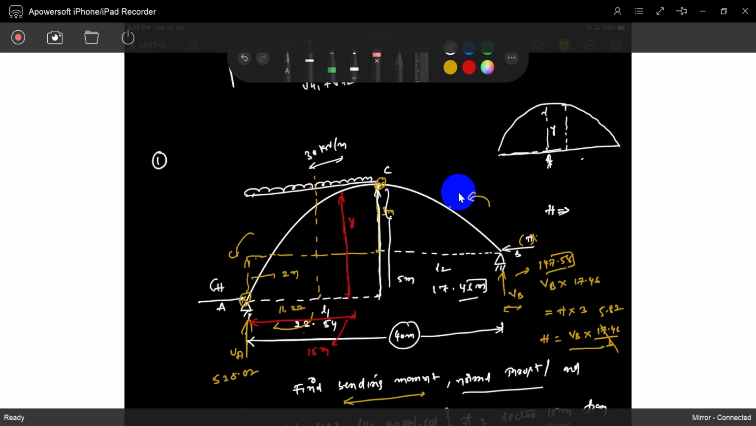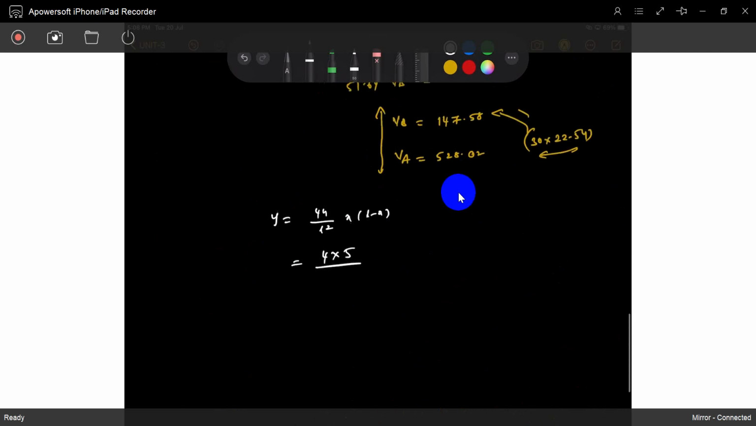See, this is L, this is L, and the total is 2L. Like this, if it is taken as this L, this is also L. Then only you can get the formula 4h by L square into x minus x square. So now you don't need to take this 40 as L. You have to take this as L. This is 22.54, so this is again 22.54. Consider it like this. Understood? Otherwise I will write it.